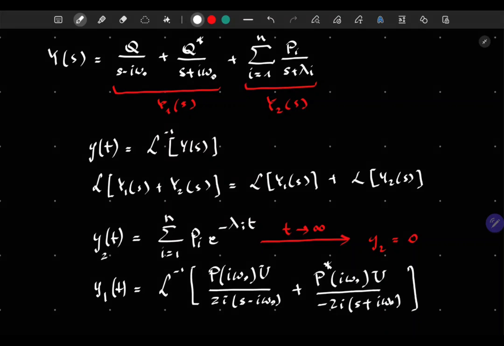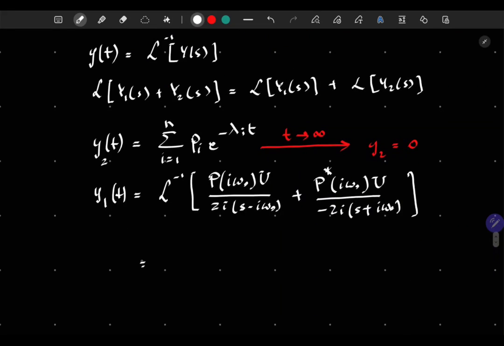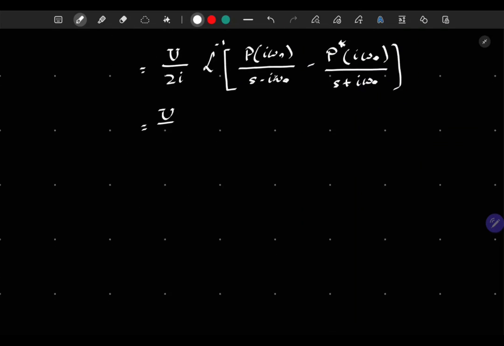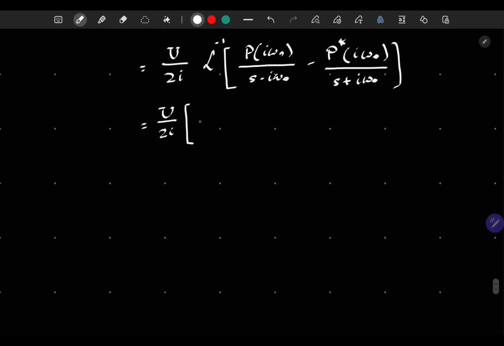And we can write this as... we can now inverse transform these terms. So let's write this through the frequency shift property as p evaluated in I omega naught times e to the I omega naught t minus the complex conjugate coefficient p star times e to the minus I omega naught t.